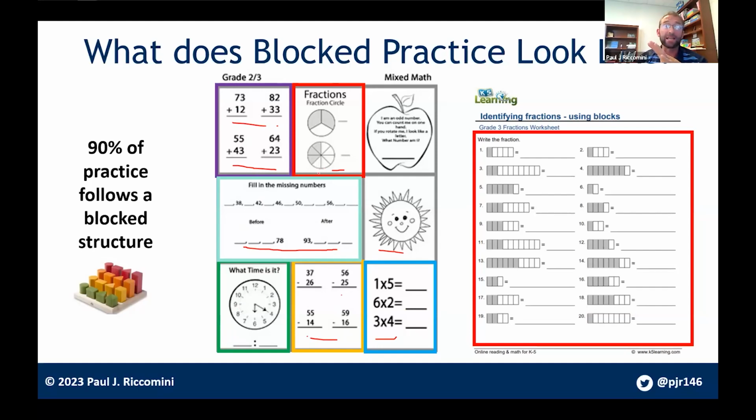What you got to recognize is that is not going to help long-term retention. That is only going to give us a short-term gain. And then over here, identifying fractions using blocks, it's all the same problem. This is not going to help retention.